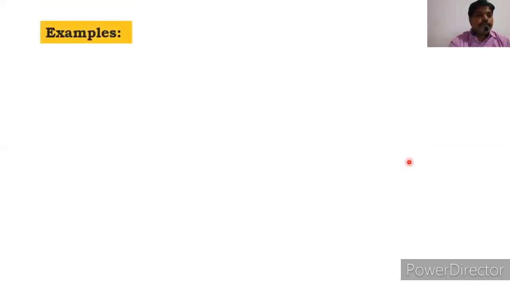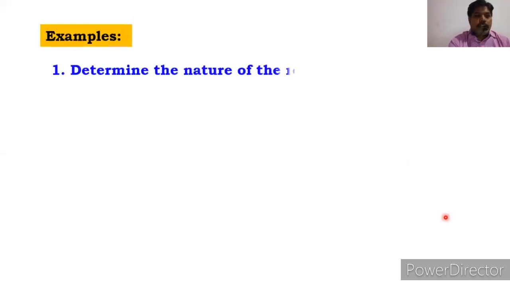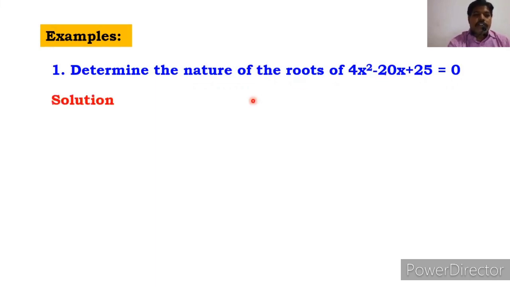See some examples. Determine the nature of the roots of 4x square minus 20x plus 25 is equal to 0. They are asking the nature of the roots. Without finding the roots, you have to calculate the nature of the roots. The given equation is in the form of ax square plus bx plus c is equal to 0, meaning a is equal to 4, b is equal to minus 20 and c is equal to 25. So first you have to calculate the discriminant.